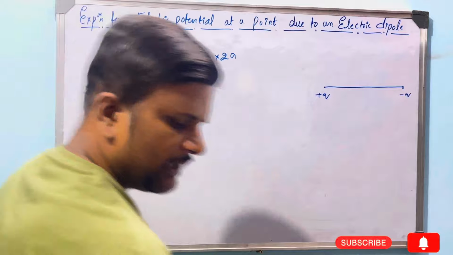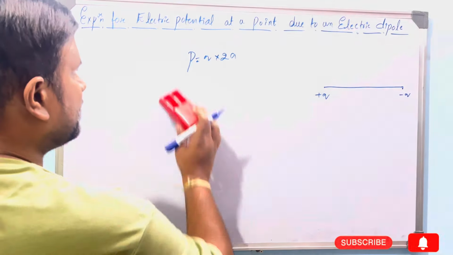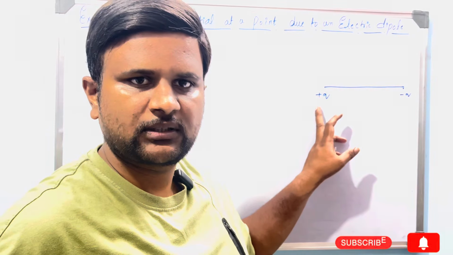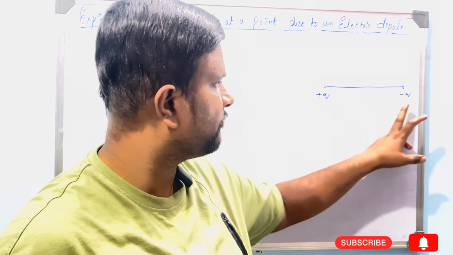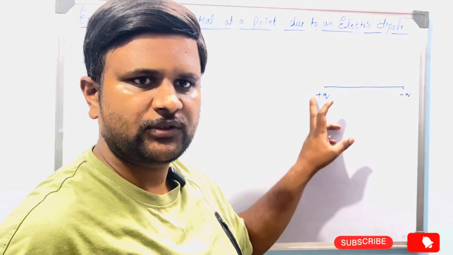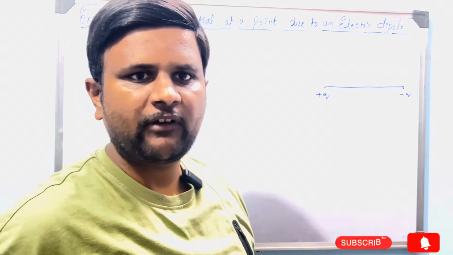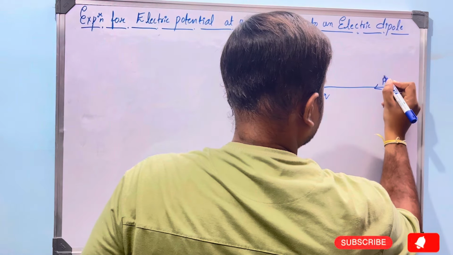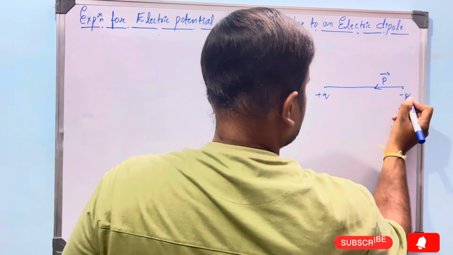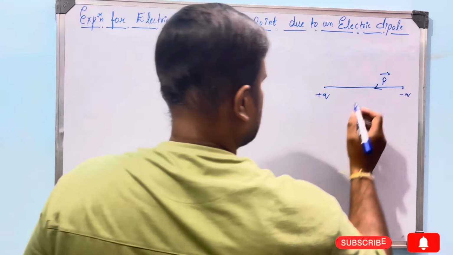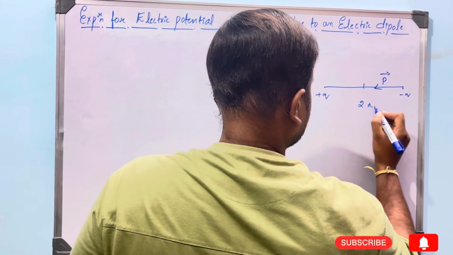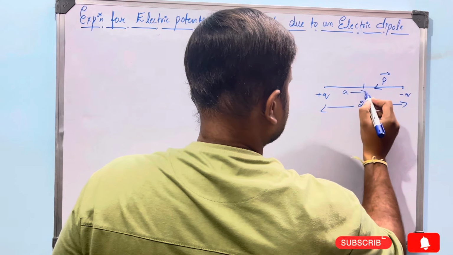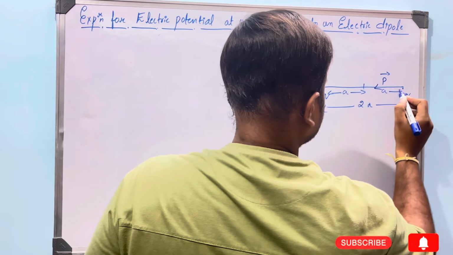This is the dipole moment. Keep it in mind, the dipole direction is always from minus q charge to plus q charge, and the net charge of the dipole is 0. The dipole moment is represented by P. This is the direction from minus q charge to plus q charge. And what is the dipole length? The dipole length is 2a. If this is 2a, then this becomes a and this is also a.